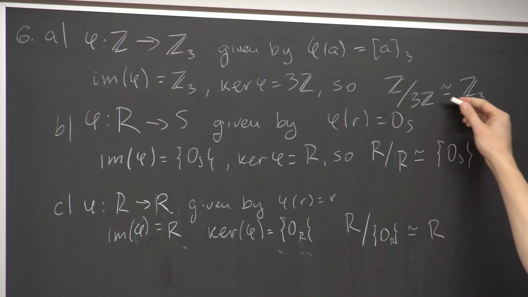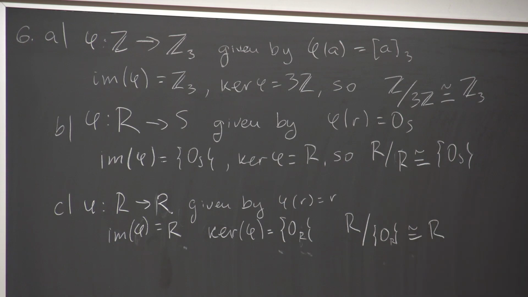So for isomorphisms, let's put 2 arrows here. I mean 2 lines. Hi, CC. How are you? All right.